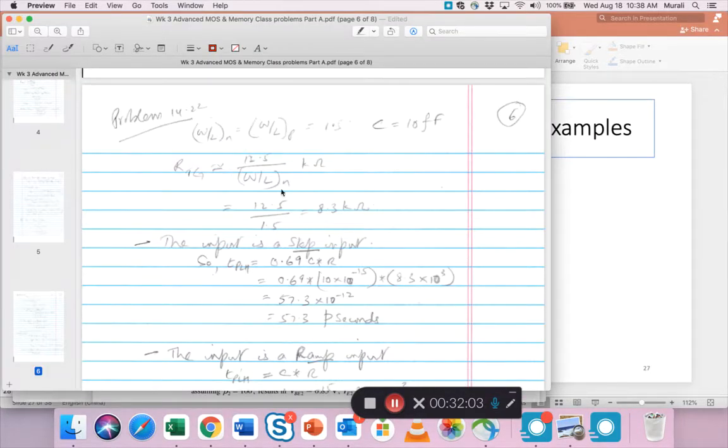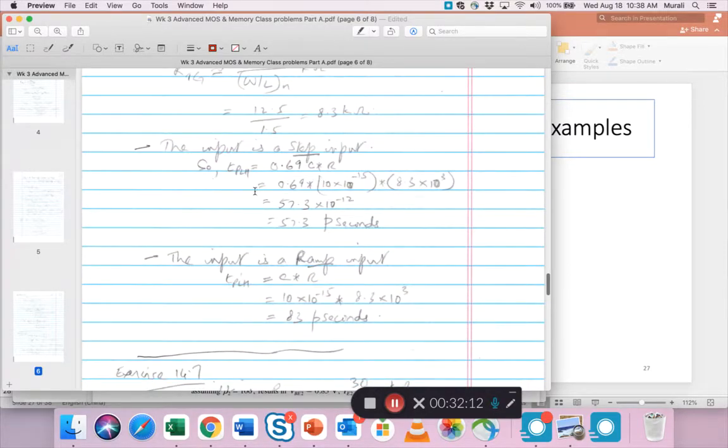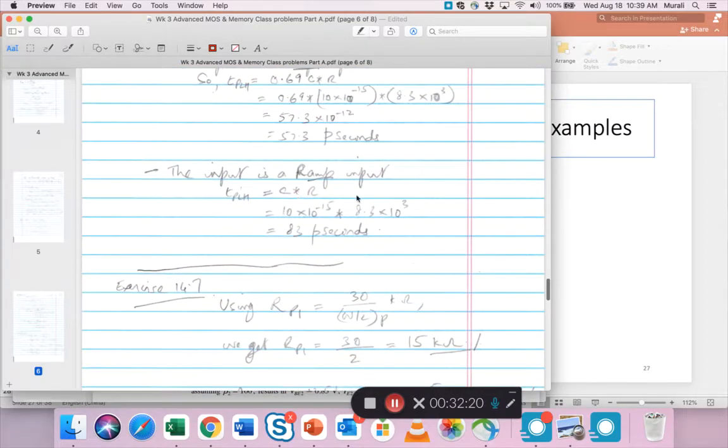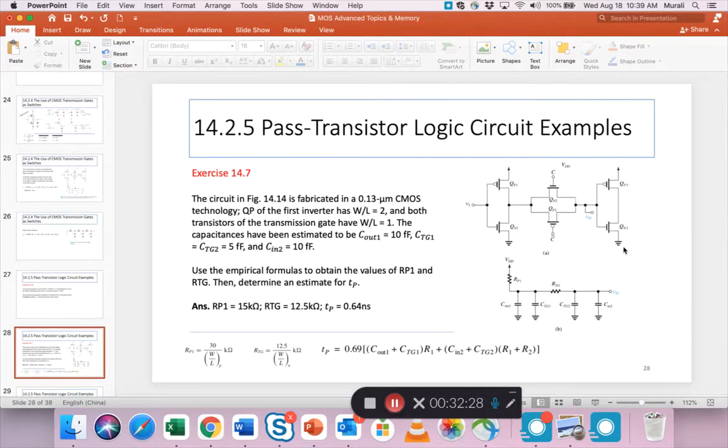It's pretty straightforward. We are going to use the empirical formula, this formula. So from there you get RTG. If the input is a step function, you use this formula to find TPLH. If the input is a ramp function, you use this formula, no 0.69, just CR, and you get the 2. So pretty simple, not worth wasting too much effort on it, but make sure you understand what ideas were used there. Here's another exercise from our textbook, and here also we have a transmission gate, and there is an inverter on this side and an inverter on that side, right? We've seen this in the theory.